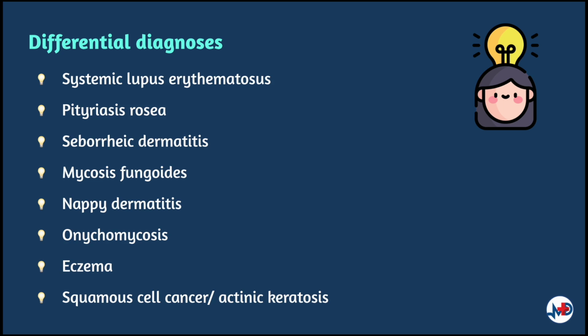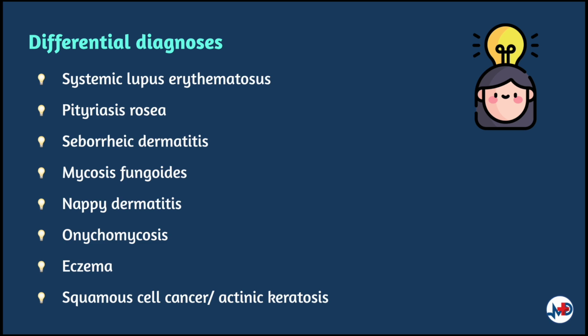Mycosis fungoides. Here the patient will complain of severe itchiness and lesions are less scaly. There's no involvement of the nails or joints, and it is usually not found on the scalp or ears either. Nappy dermatitis, where a very obvious differentiating factor is that the lesions are oozy, weepy, scaly, and only found in the nappy region. Moving on to onychomycosis, this only involves the nails. Eczema, the lesions are extremely itchy and they are mostly oozy, crusted with a lot of scratch marks.